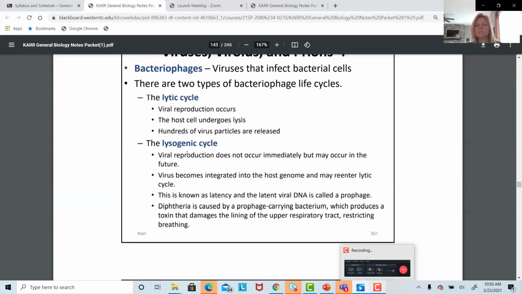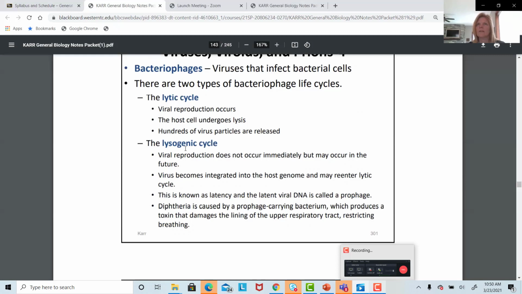So it's kind of a latent period where we have the genome entering into the cell, but it's not destroying that cell yet. Later on, it can destroy the cell, and then it releases all those viral particles, and then the symptoms are present. So we see this in the HIV virus, the human immunodeficiency virus that causes AIDS. People can be infected with that virus for up to 10 years, and then it'll start causing the symptoms of AIDS.